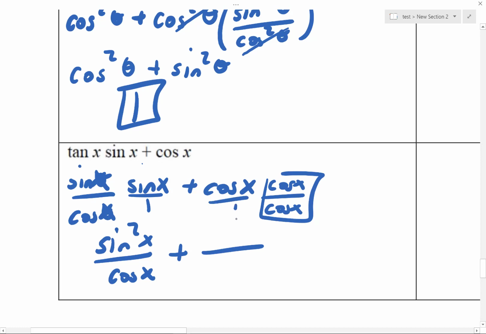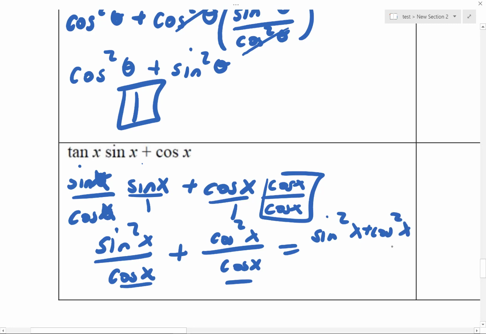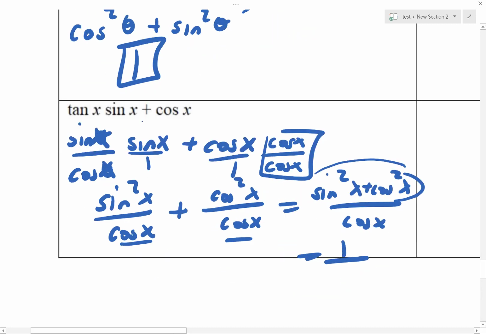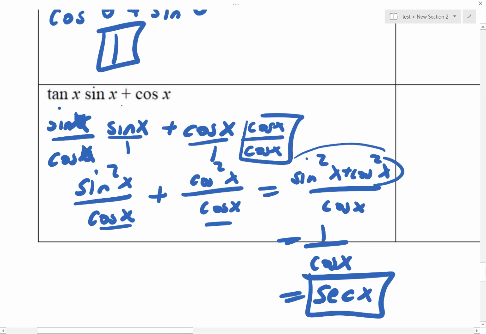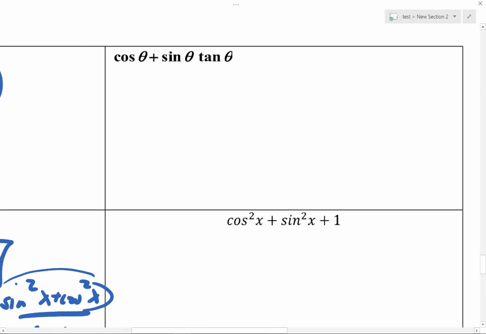So now this guy is going to be cosine squared x over cosine x. Now that they have the same denominator, I can add the numerators, sine squared x plus cosine squared x over cosine x. And sine squared plus cosine squared should be ringing bells. That's 1. So 1 over cosine x, and that's better known as secant x. So when they say simplify, they usually simplify to one nice term, like so. Let's see what else they got.